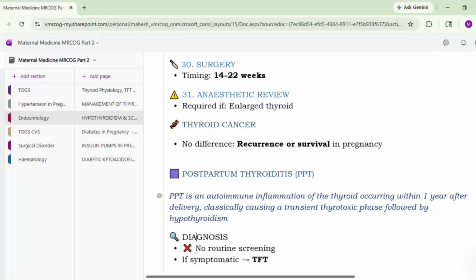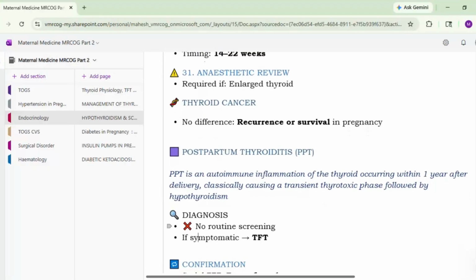Okay, remember this particular concept. We have seen postpartum nodule. We have seen gestational transient thyrotoxicosis. Now we are talking about postpartum thyroiditis. This postpartum thyroiditis is an autoimmune inflammation of the thyroid which occurs within 1 year of the delivery and classically causes a transient thyrotoxic phase followed by hypothyroidism and followed by euthyroidism. So it is a dynamic condition. It will develop post delivery within 1 year, and initially there will be a transient hyperthyroid or thyrotoxicosis phase followed by hypothyroidism, and then the patient will become euthyroid also.